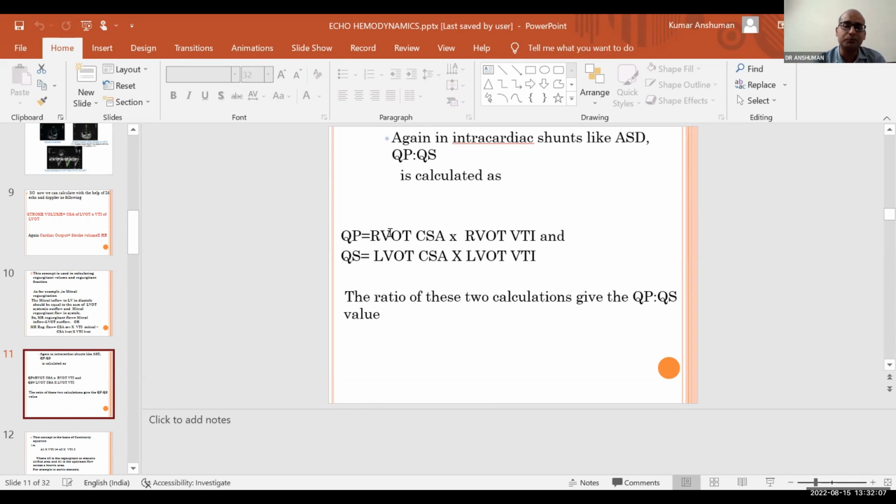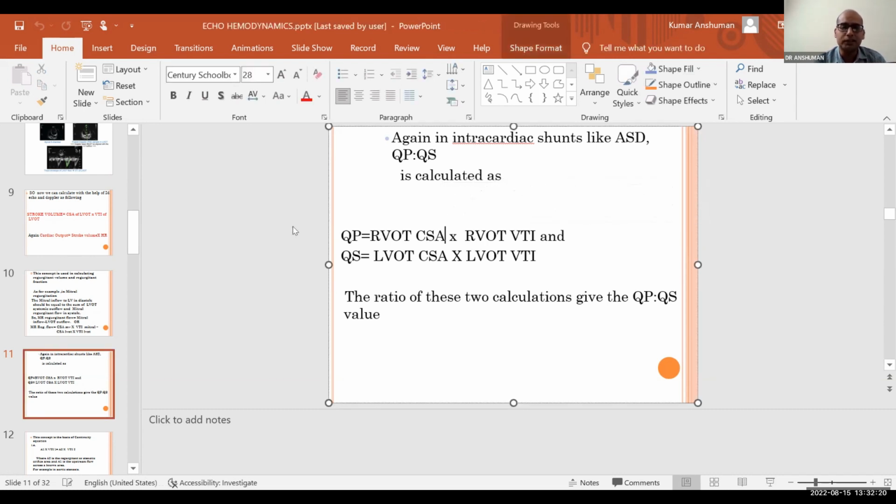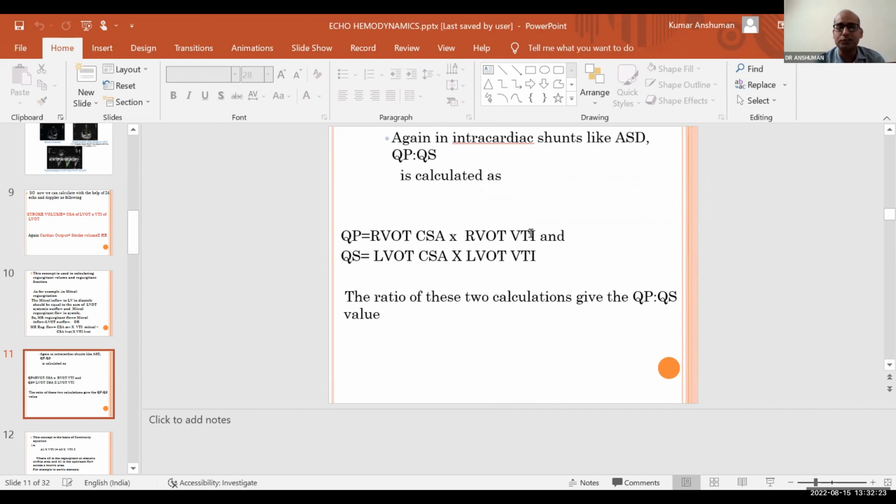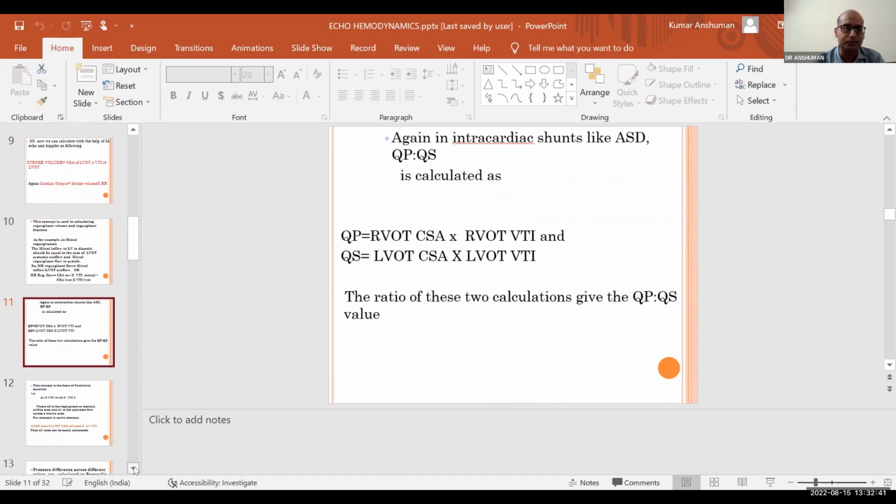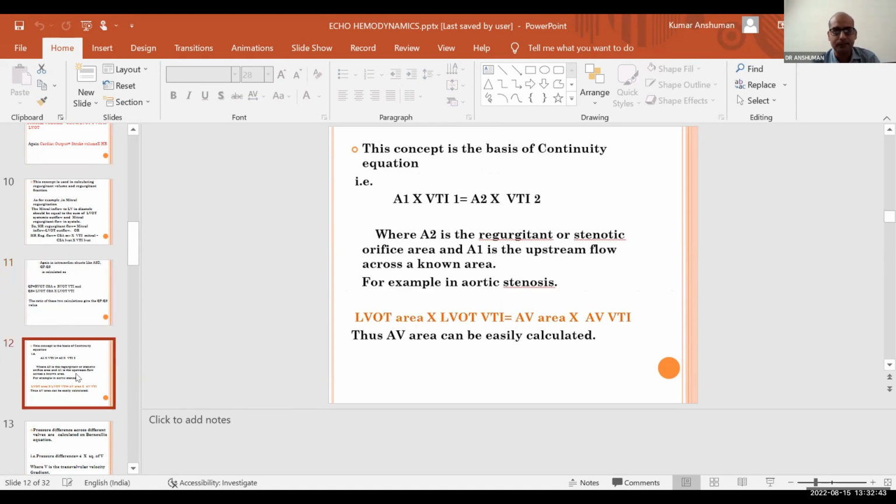And the same concept which we applied in the LVOT area, you apply with the RVOT diameter, and half of it is the radius, and pi r squared. That will give you the RVOT cross-sectional area. Just multiply the RVOT cross-sectional area and RVOT VTI, you will get QP. QS, same as we discussed earlier, cross-sectional area of the LVOT and VTI of the LVOT, and you will get QS. Now the ratio of QP by QS you can easily calculate. So this is the other use of the same concept of hemodynamics.